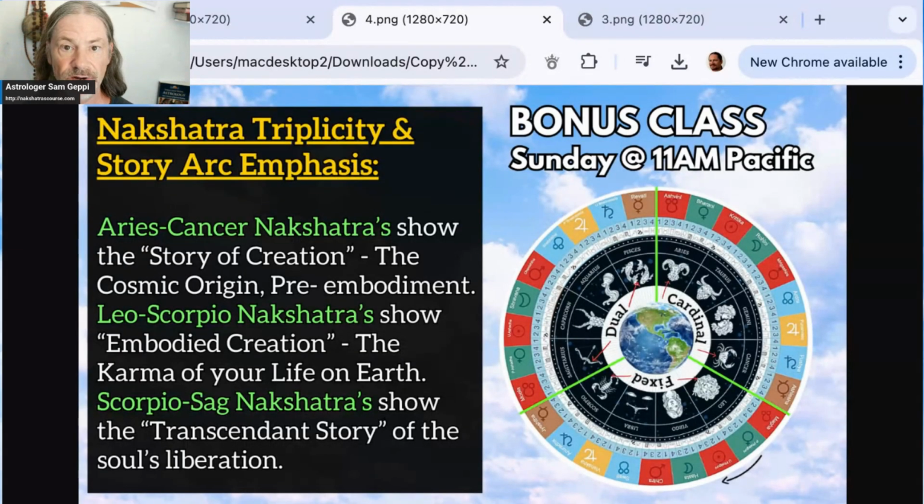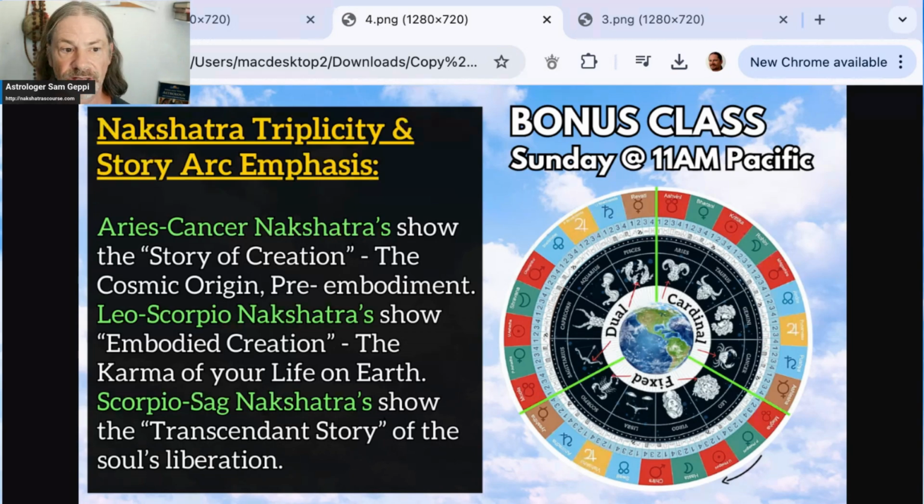These sections of the zodiac, by the way, also show those things. Aries to Cancer is very much like a kind of birth section. Leo to Scorpio is very much like, okay, now we're alive on earth, we're building life. You have mostly movable signs, you have 2 movable signs, fixed signs. And then the last section of the zodiac, you have 2 dual signs, Sagittarius and Pisces. And so this is where we're transmuting and transforming into liberation.